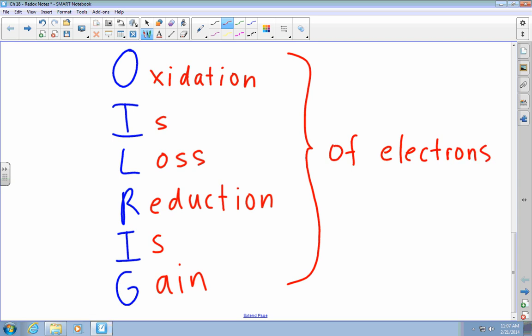So a substance is oxidized, it undergoes oxidation, when it loses electrons. A substance undergoes reduction, it's reduced, when it gains electrons. So oxidation is loss, reduction is gain. And in terms of the agents, they are the opposite. A substance that is undergoing oxidation is the reducing agent. A substance that is undergoing reduction is the oxidizing agent.